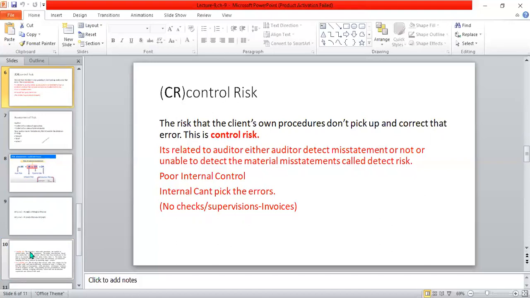In simple terms, again, I am defining it: control risk is about the internal control system. Detection risk is related to the auditor. Whether the auditor detects a misstatement or not, being unable to detect the material misstatement is called detection risk.